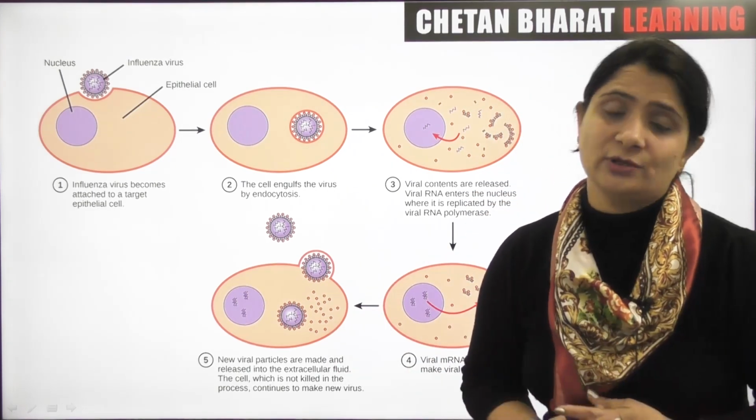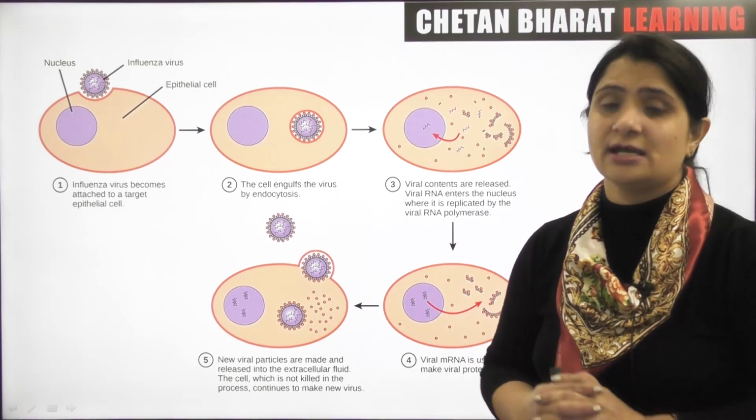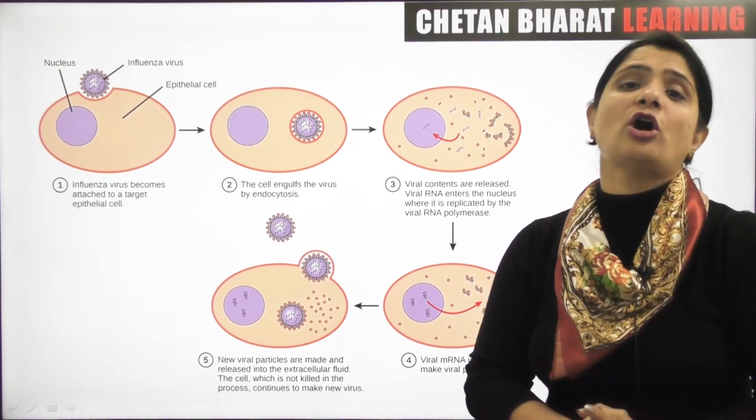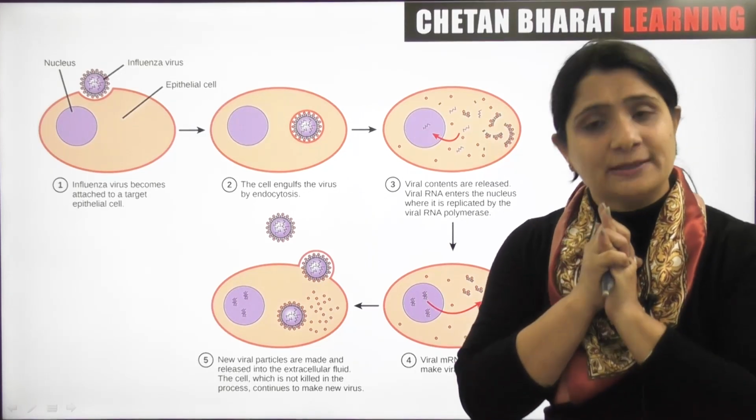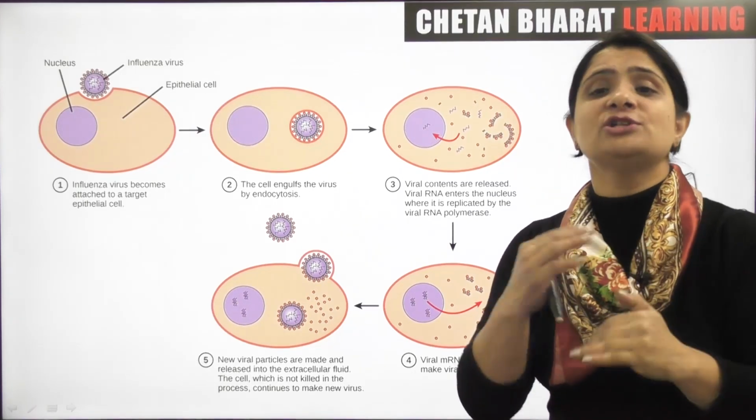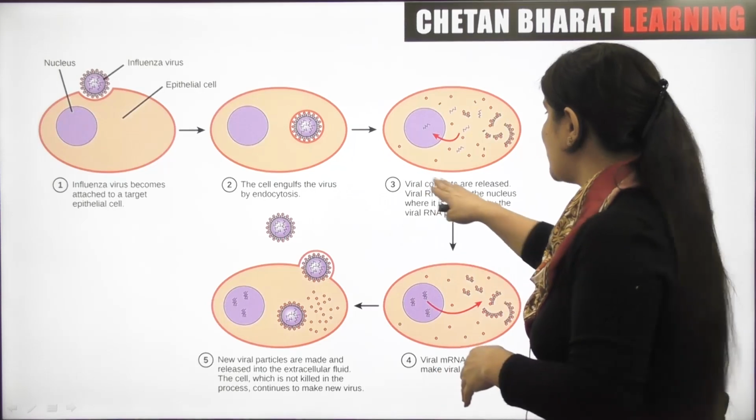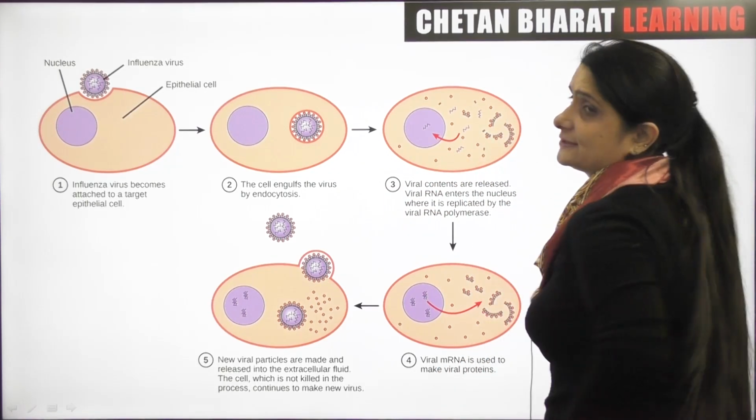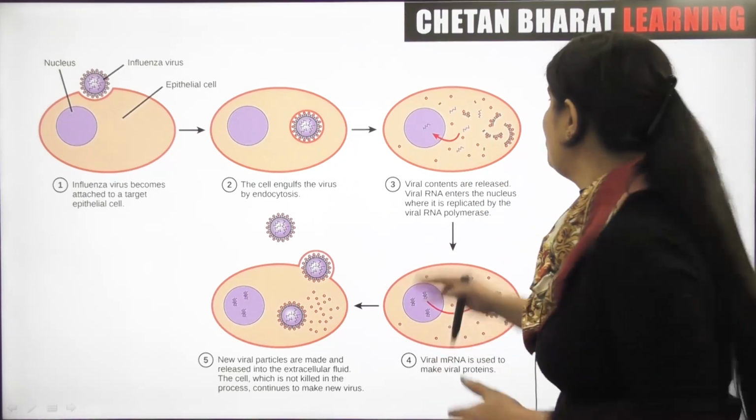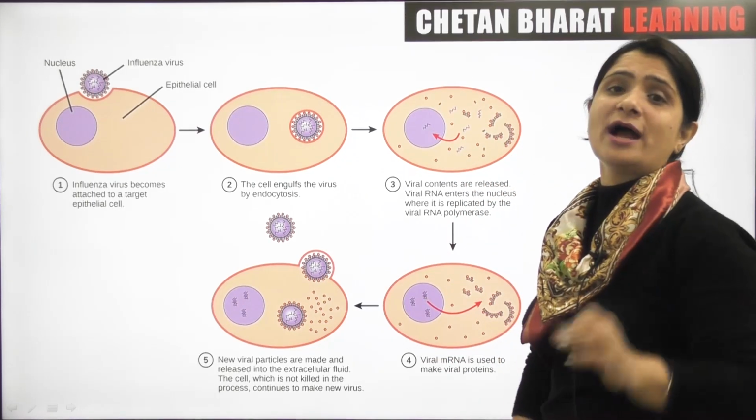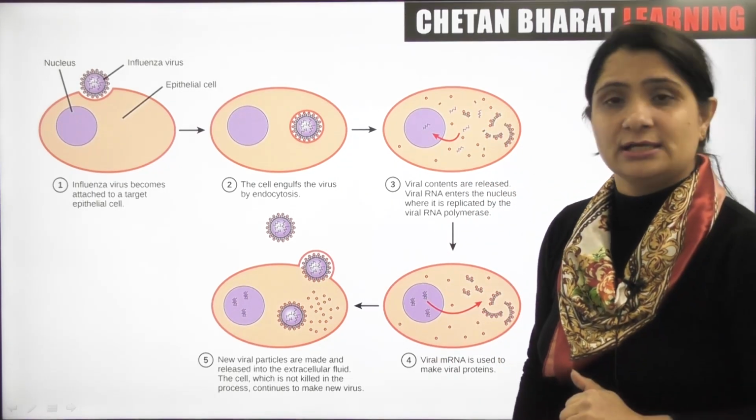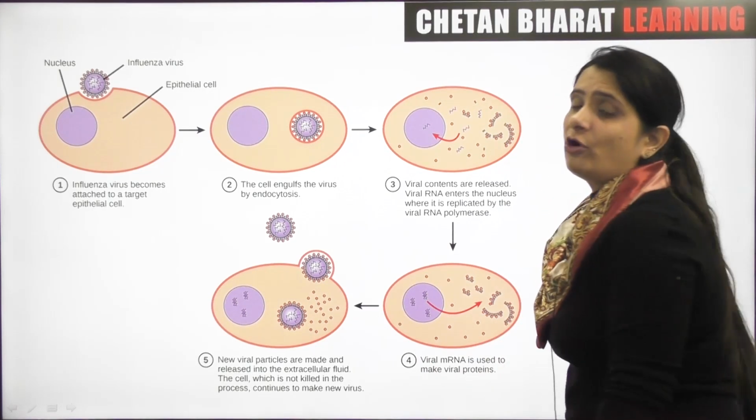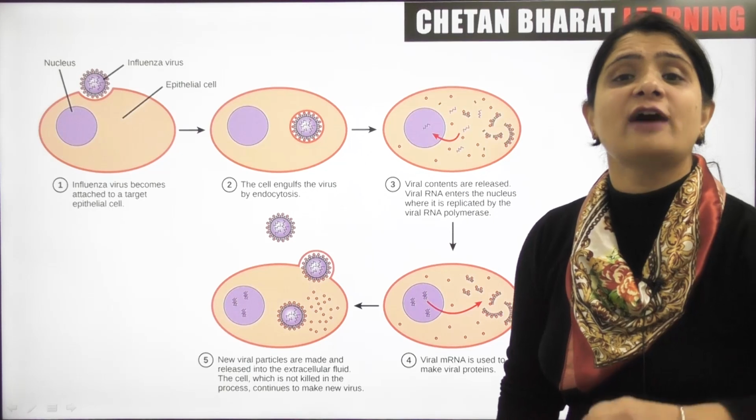It is encapsulated and the contents are released, thereby taking hold of the cell's biogenetic machinery to form its own copies. So once the viral contents are released, the viral RNA enters the nucleus, where it is replicated using the enzyme viral RNA polymerase that makes its own copies. Once the viral mRNA is formed, it helps in formation of viral proteins.